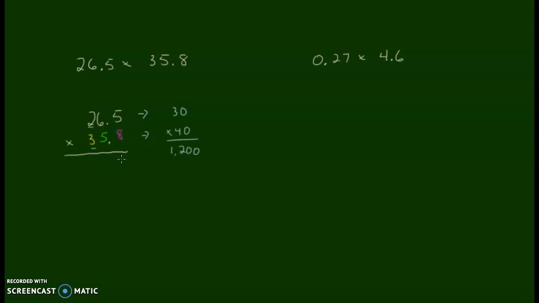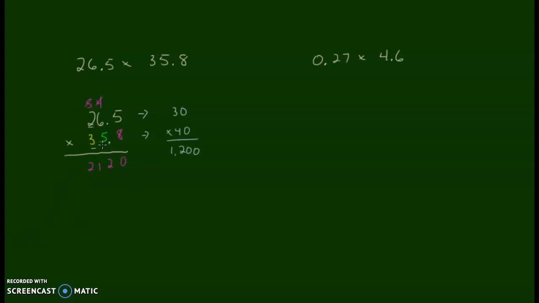So 5 times 8 is 40. 6 times 8 is 48, plus 4 is 52. 2 times 8 is 16, plus 5 is 21. So I'm done with all those pink numbers, and now I'm going to move on to the green.